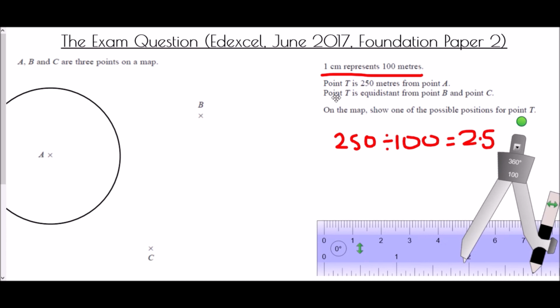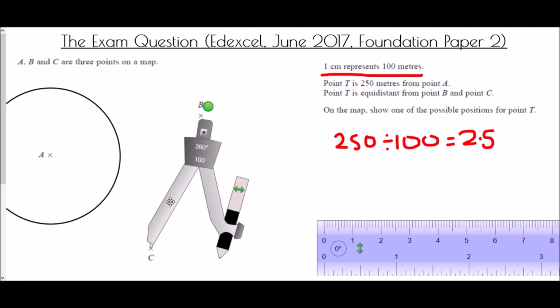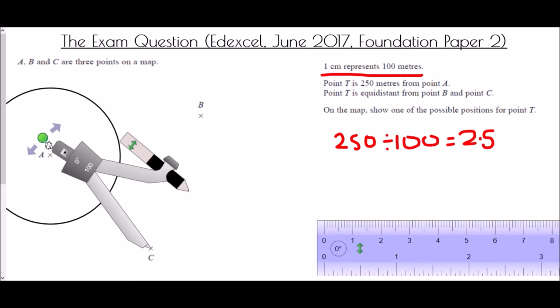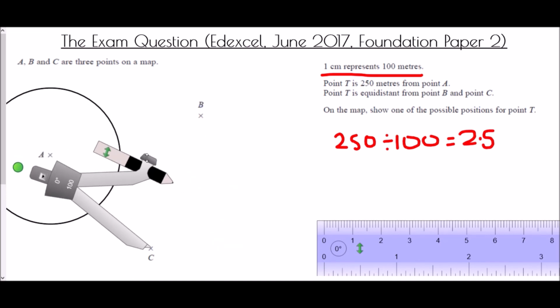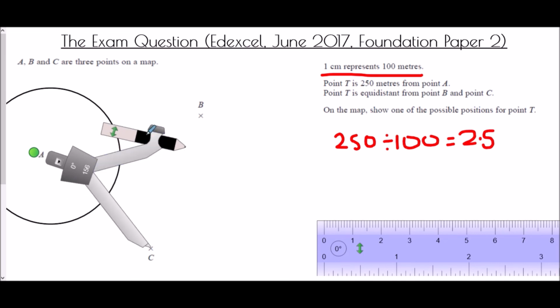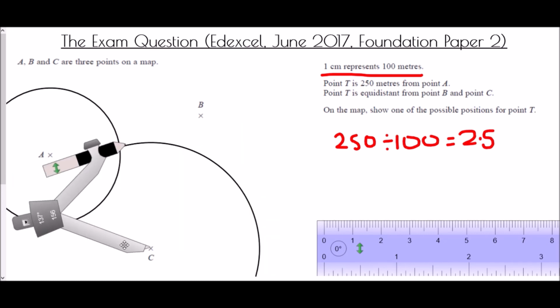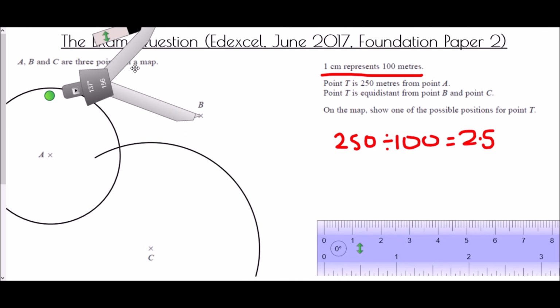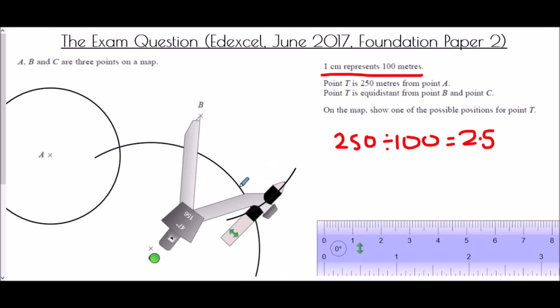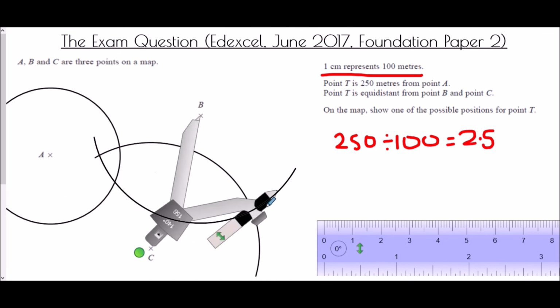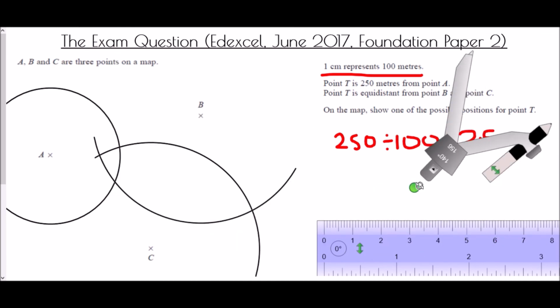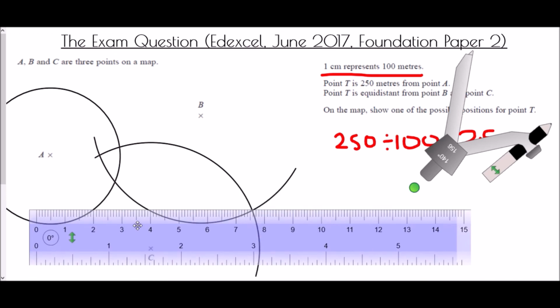But the second one comes from point T being equidistant from point B and point C. What does it mean to be equidistant from 2 points? Well, what that means is we need a perpendicular bisector. And so what we're going to have to do is between the 2 points, open out so that we are more than halfway. I'm going to draw our arc from C, and we're going to repeat our process from B. Draw those in, and the point where those two arcs meet is going to be our perpendicular bisector.